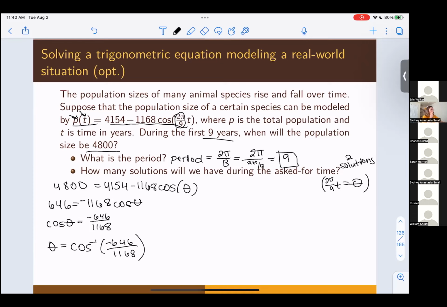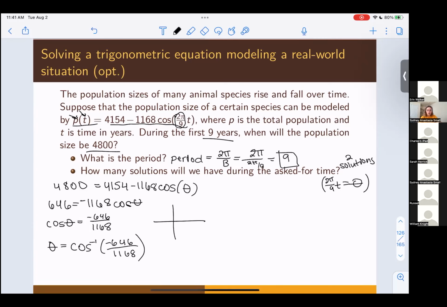Okay, so now that I have that, I'm going to draw a picture, see if A, is this solution valid? Is it in 0 to 2 pi like I want it to be? And B, what is the other solution? How do I calculate that? Okay, I know that I am trying to find an angle theta whose x coordinate is this. It's negative. That's all I really care about at this point.